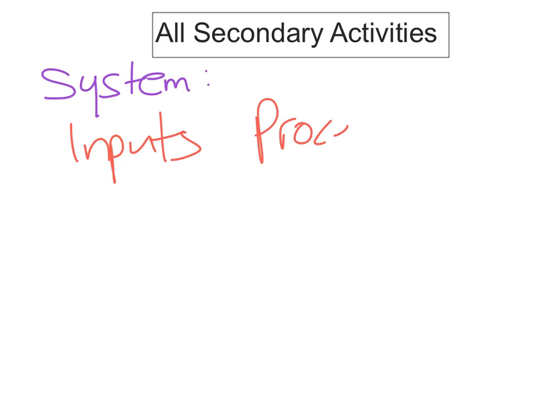processes, and outputs. Okay, so you need to understand what an input is, what a process is, and what an output is. There's two types of secondary systems. One system is when these activities are processed into finished goods, and the other one is when these activities are processed into semi-finished goods.